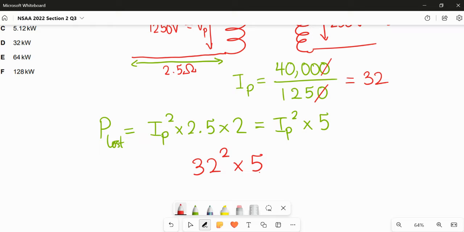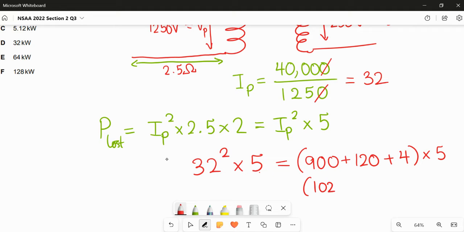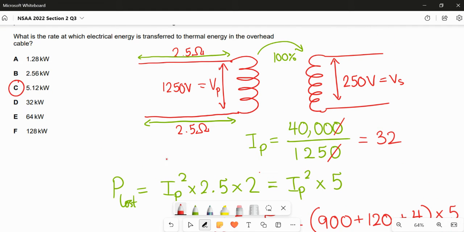Now, how to do this calculation, you can do in a number of ways. So I could just do 32 times 32, which is 900, plus 2 times 30 plus 2 times 30, which is 120, and then plus 2 squared is 4. So just kind of doing a grid in my head, and then times this by 5, we get 1,024 multiplied by 5 equals 5,120 watts. So the answer is C, 5.12 kilowatts.